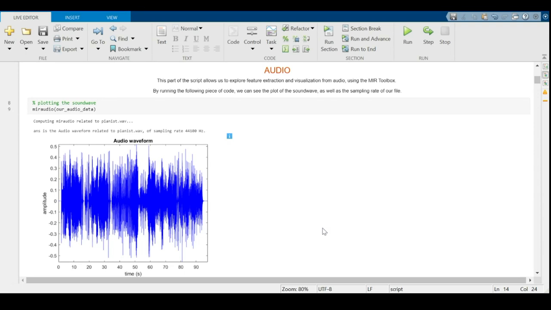To convert analog sound into digital data, we sample audio at a sampling rate measured in hertz. By running the following piece of code, we can see the plot of the sound wave as well as the sampling rate of our file.